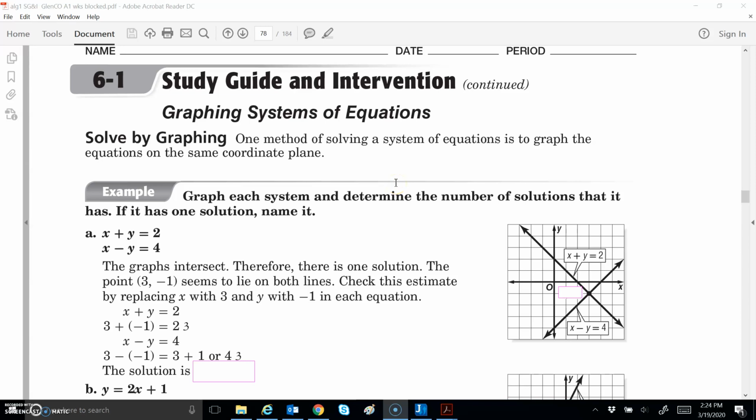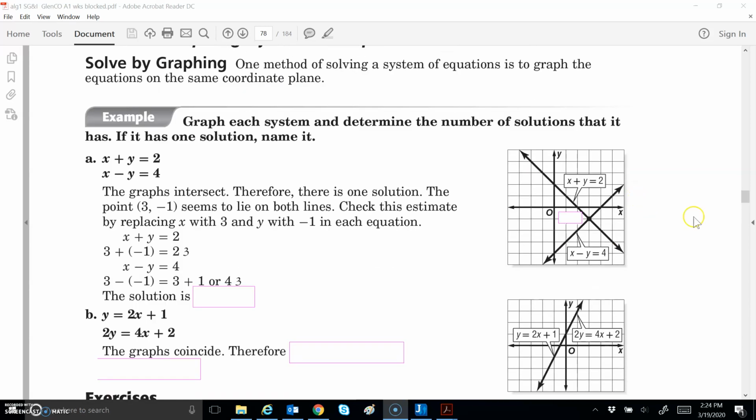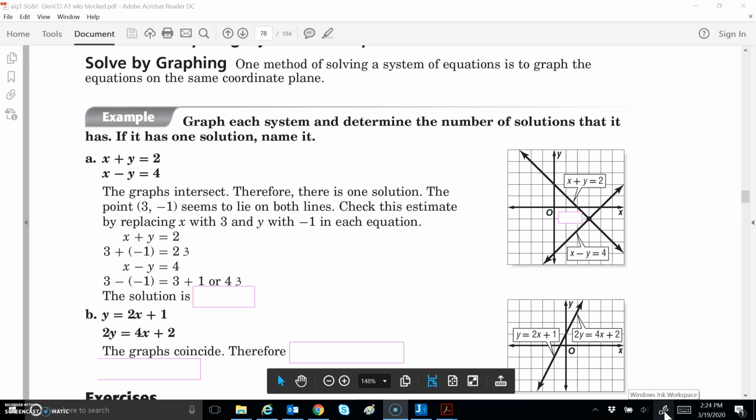Alright, solve by graphing. One method to find the solution of a system of equations is to graph them. So we are going to graph these and find out where they intersect. Alright, graph each system and determine the number of solutions that it has.